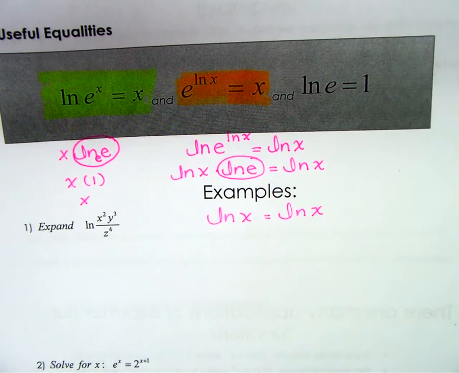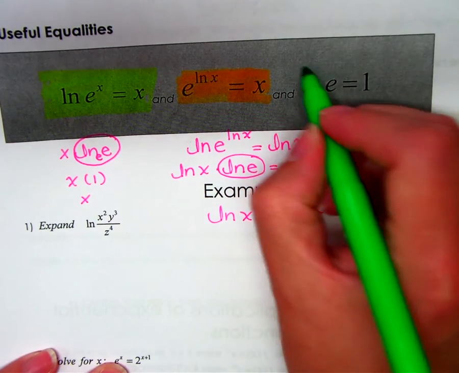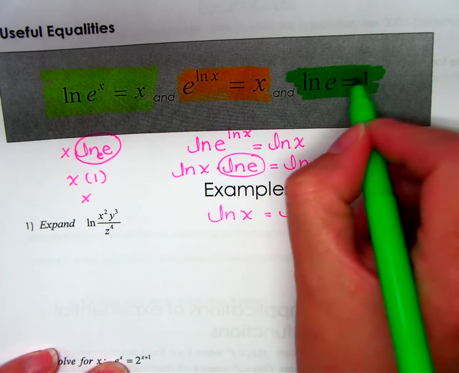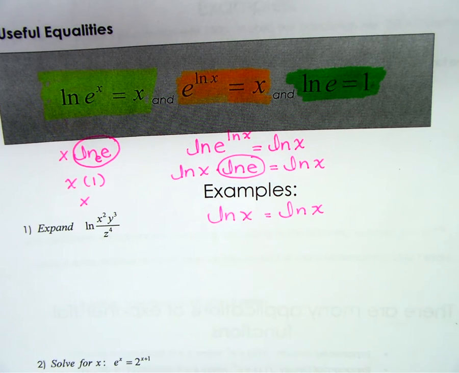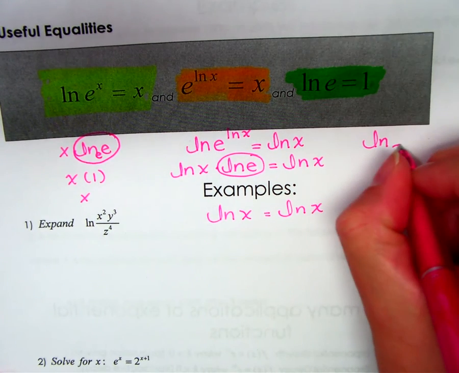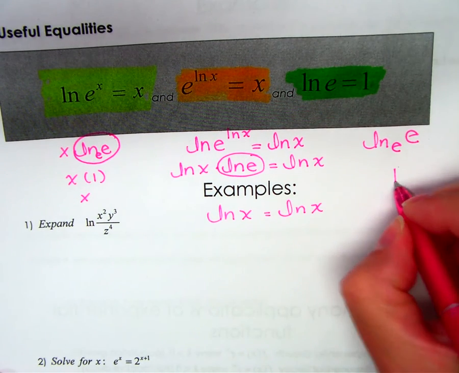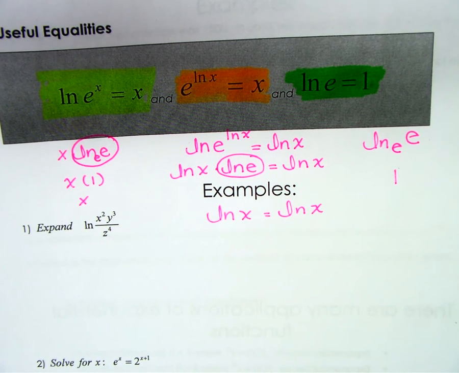And then this last one, I'm going to highlight it in green, which is probably not a good idea. Do you guys know why this is true? We've done this one like 3 times already just in this lesson. Because it's the base: ln base e of the argument e is always going to equal 1. And that's true whether it's a regular log or not.